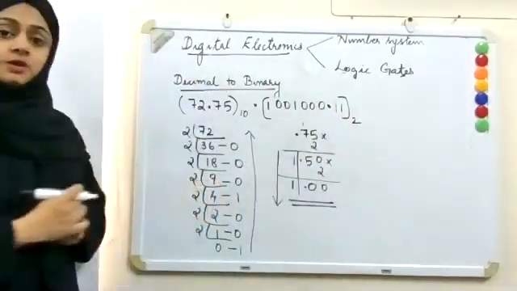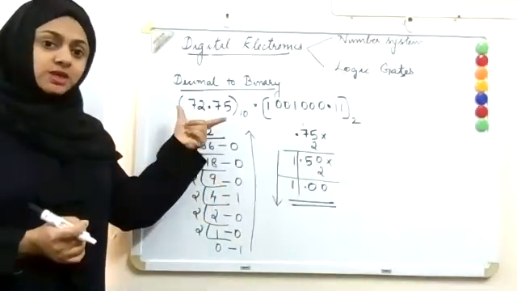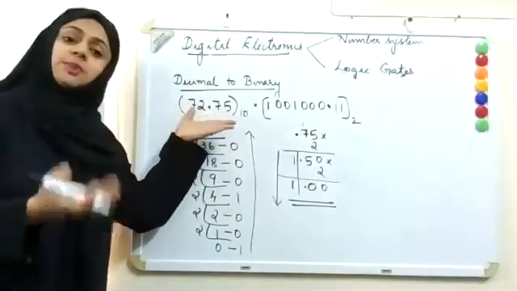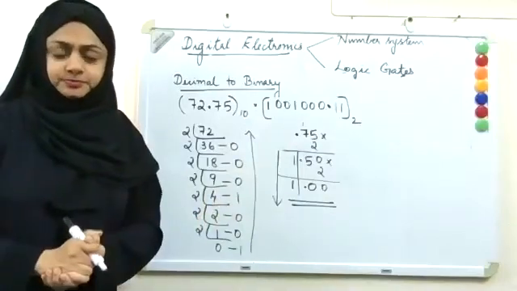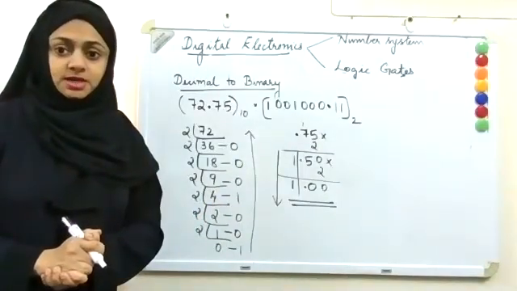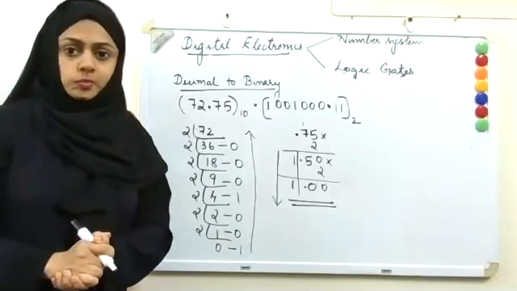Is this clear to you? How to convert a decimal number with both a decimal part and the other part to a binary number. Is this clear? Say yes or no. Yes.